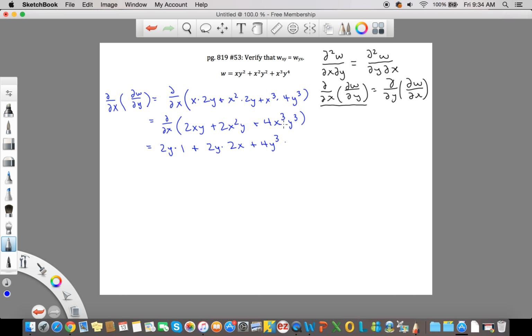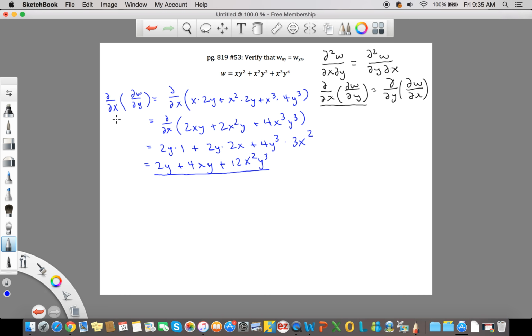And now we're taking the derivative of x cubed with respect to x, and that's going to be 3x squared. So to simplify this, this is going to be 2y plus 4xy plus 12, let's put x first, x squared y cubed.